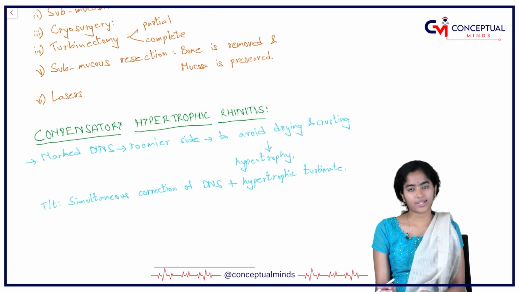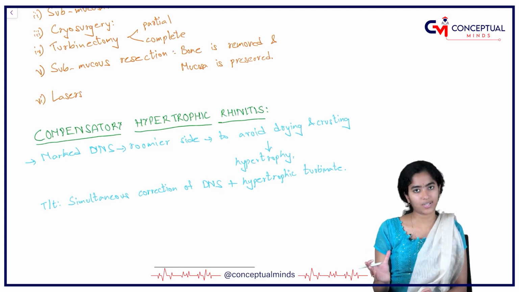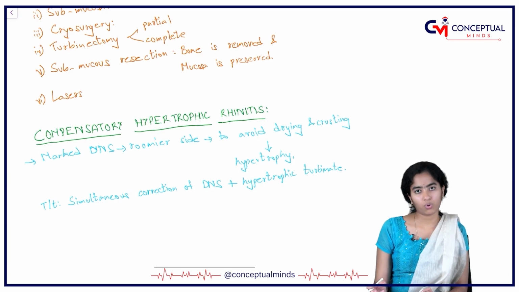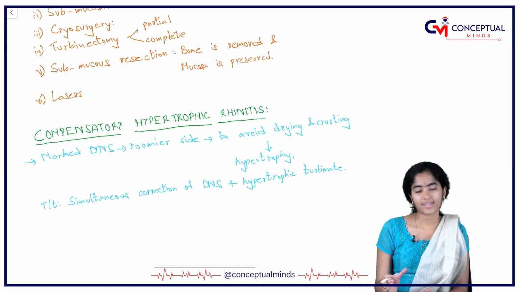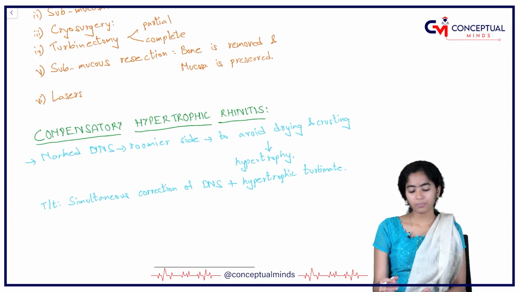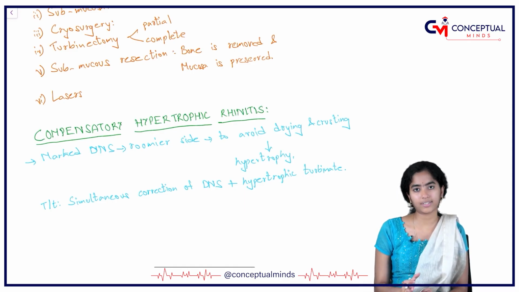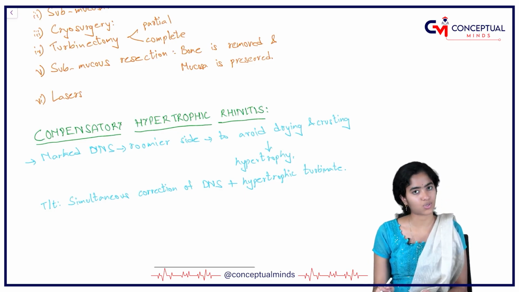Compensatory hypertrophic rhinitis happens when there is marked deviation of septum and for some reason one side is very roomy. One nasal cavity is roomy and it is exposed to all these drying and crusting effects, and to avoid that, the turbinates of that side hypertrophy and lead to compensatory hypertrophic rhinitis. So during surgical correction of the septum, even this turbinate has to be resected. The hypertrophic turbinate has to be resected. Automatically, if we correct the cause, correct the septum, this will not get resolved. We have to surgically resolve it.